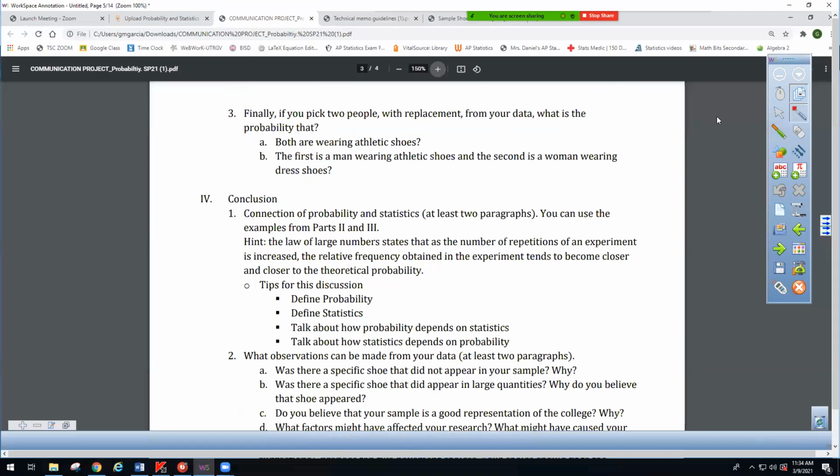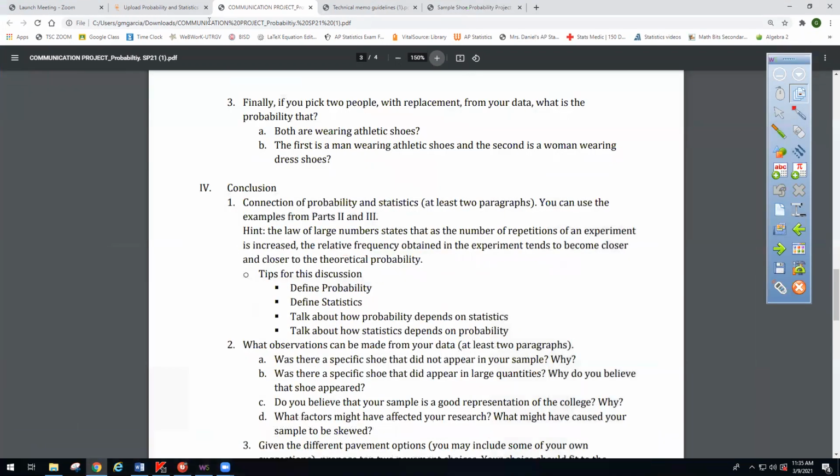Number 3. Finally, if you pick two people with replacement, okay, this is with replacement, that means your total stays the same. Okay, what is the probability that both are wearing athletic shoes? So you have 3 out of 45 times, well, now you put it back, so there's still 3 out of 45. Remember that your totals do not change because you put it back, so you're starting all over again. Letter B, the first is a man wearing athletic shoes, and the second is a woman wearing dress shoes. Again, if we have 7 out of 45 times 9 out of 45, notice that your totals do not change because you replaced it, you put it back.